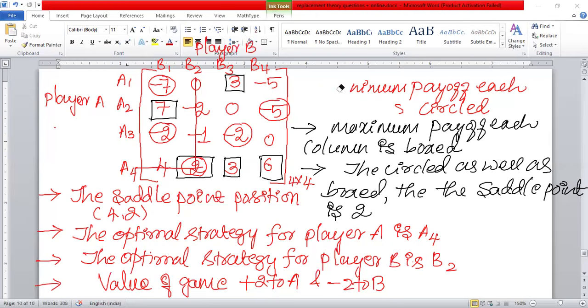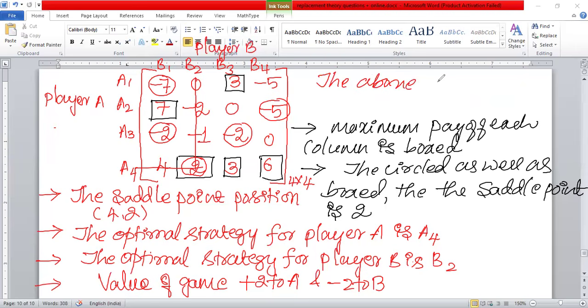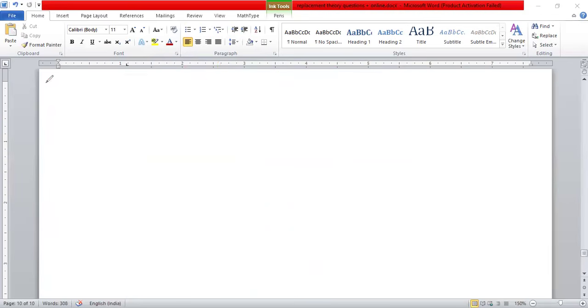The final statement: the circle as well as box, the answer is not 0. So the above game is unfair. So this is the second problem for the Maximin Minimax principle. Now we'll go to problem number 3.